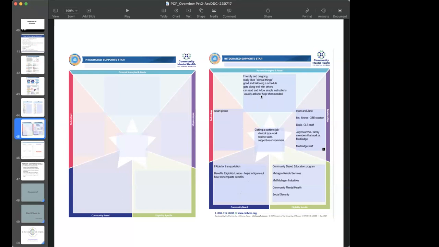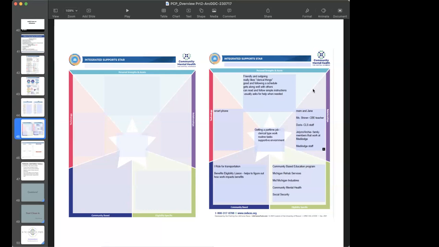They were friendly and outgoing, and they really liked to do the day-to-day clerical things that people often find rather boring. They were good at utilizing and following a schedule. They really got along well with people. They definitely could read and follow simple instructions. So if it was structured in a way, then they could be successful. And they were good at asking for help, I think, which is also a really great skill, right?